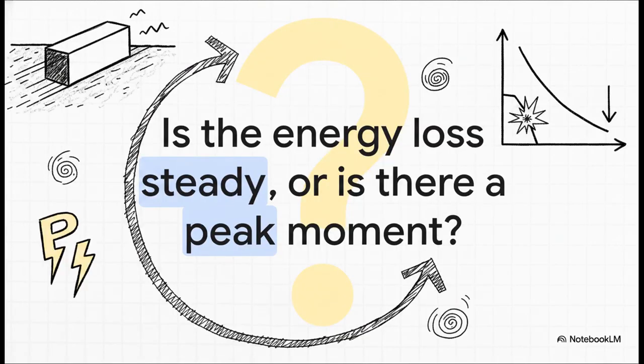So think about it like this. The block is definitely losing energy, right? It's slowing down. But is it losing that energy at a constant, steady rate, kind of like a slow, consistent leak? Or is the rate of energy loss changing over time? Maybe there's a specific moment where it's losing energy the fastest. Well, that rate of energy loss, that's exactly what power is. And that's what we're here to figure out.